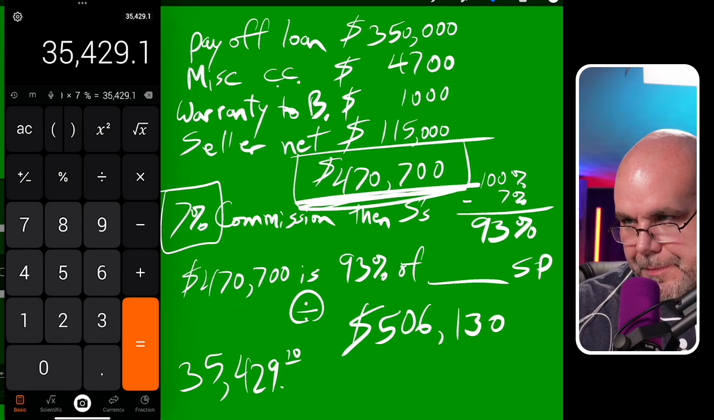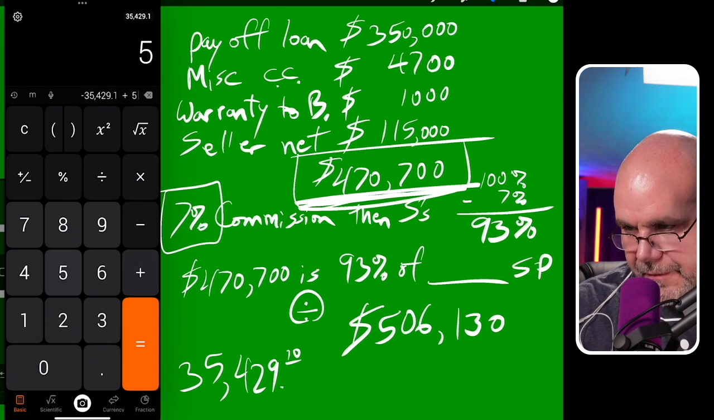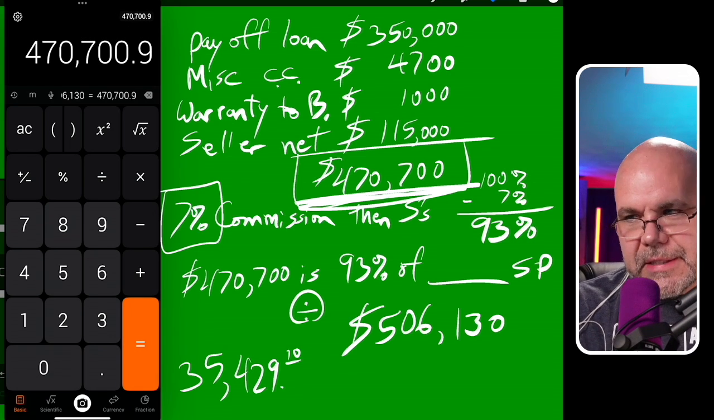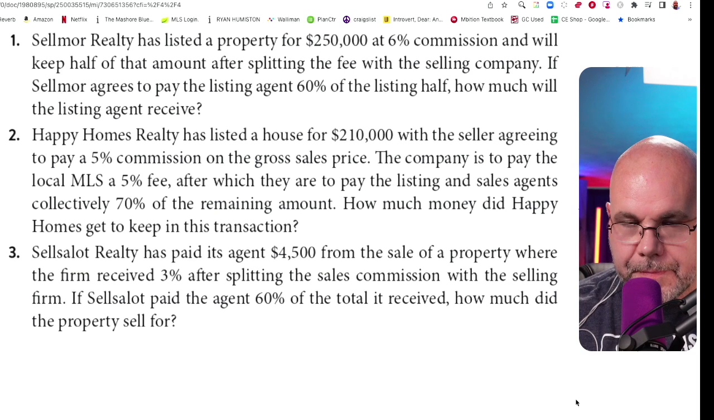And then what's left after paying all the agents those commissions is this 470. Let's try that. If we take this 35,400 from this 506, there's our 470,700 for the most part. Now that we've done a seller net problem and learned that little division trick, we're going to apply it to this next problem.